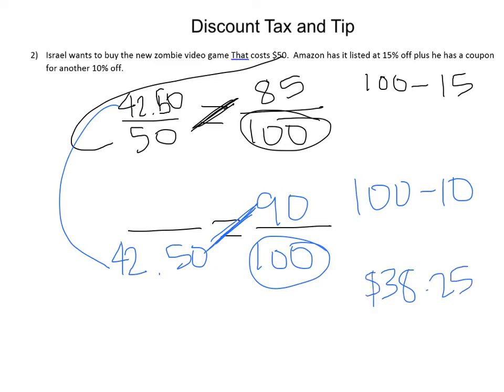$38.25. Now some of you may be wondering, why can't I just say, well, 15% off plus 10% off is 25% off? And the reason being is because, remember, this new 100% right here isn't the same as this 100%. So we're not taking 10% off the 50, we're taking 10% off the 42.50.